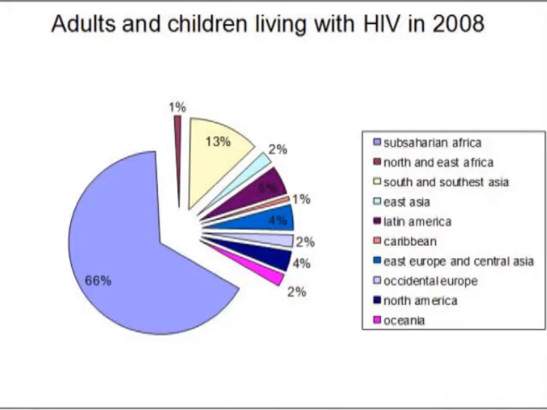And now I'm going to talk about the mechanisms of transmission of HIV. These are the adults and children living with HIV in 2008. Most of the infected people live in sub-Saharan Africa, followed by South and Southeast Asia.